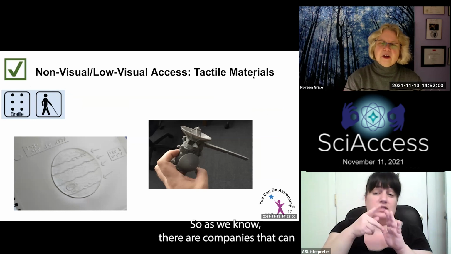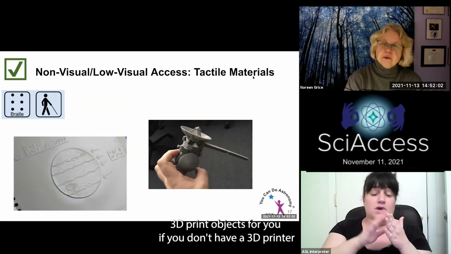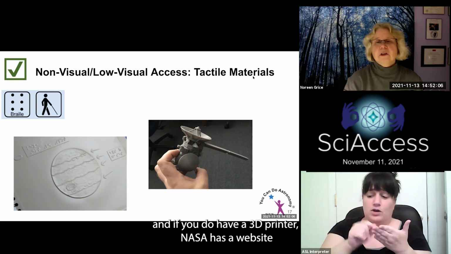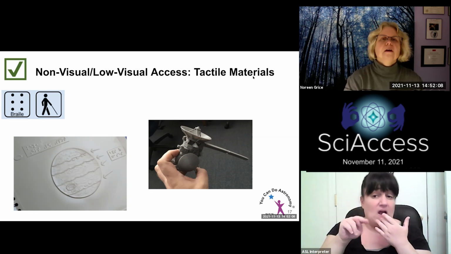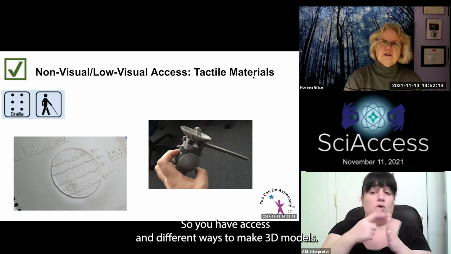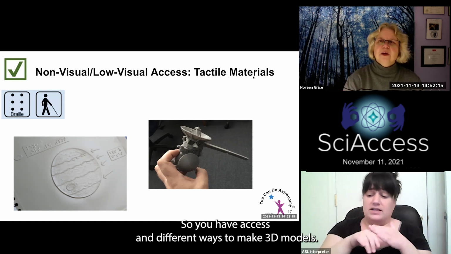So as we know, there are companies that can 3D print objects for you if you don't have a 3D printer. And if you do have a 3D printer, NASA has a website that lists a lot of files and shows you what it will look like. So you have access in different ways to make 3D models.